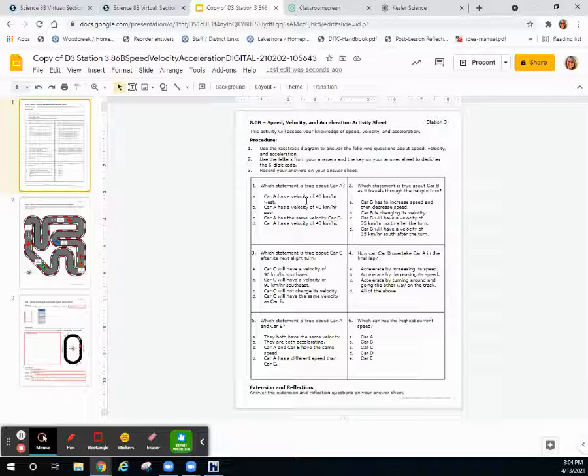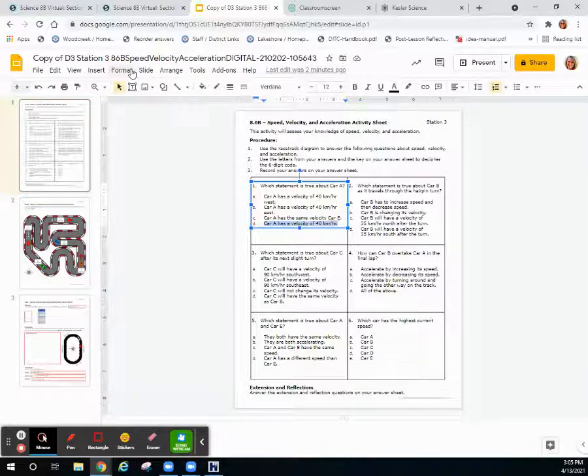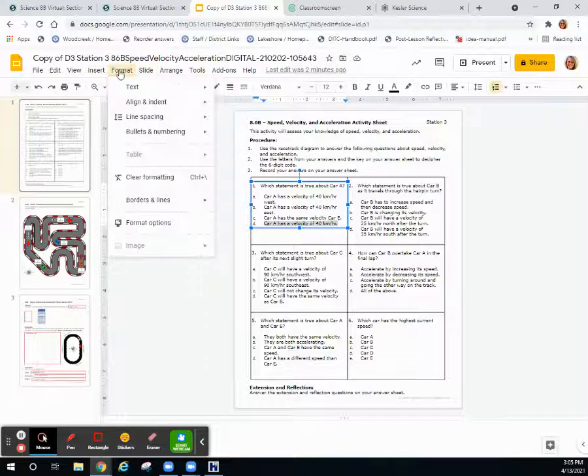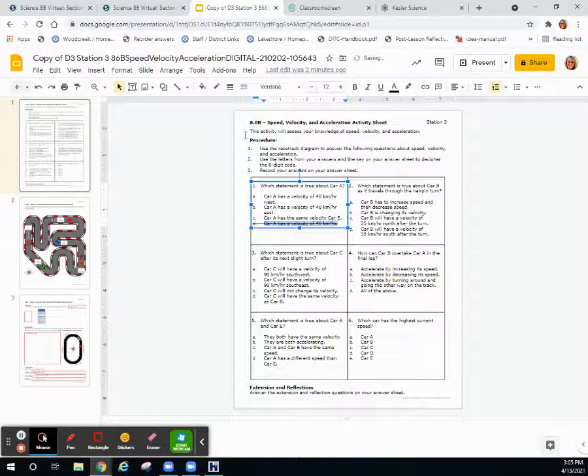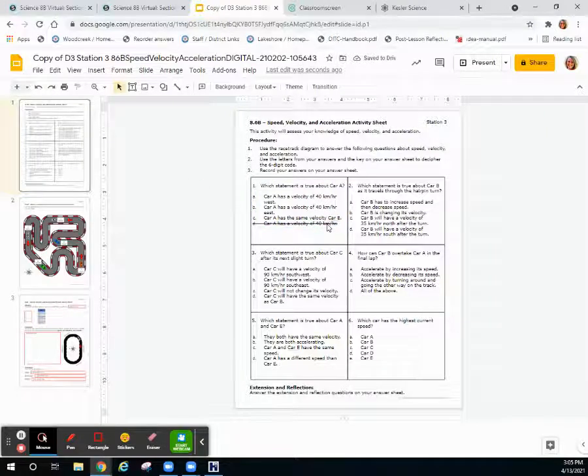A says car A has a velocity of 40 kilometers per hour west. B, car A has a velocity of 40 kilometers per hour east. C, car A has the same velocity as car E. Or D, car A has a velocity of 40 kilometers per hour. So what we know about velocity is speed with direction. You have to have both. So right off the bat, we can eliminate D. D cannot be right because it only gave us a speed and not a direction.